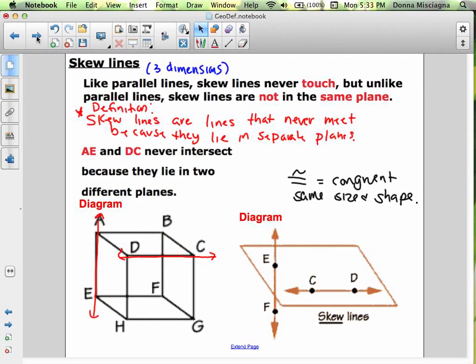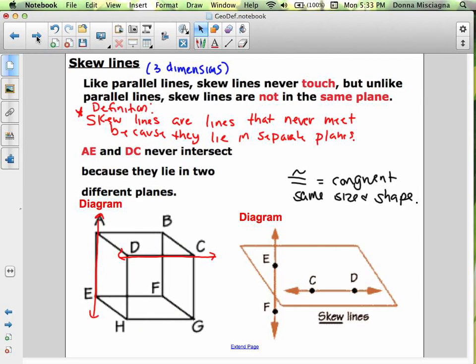The last kind of lines we have are skew lines. Those are in 3 dimensions. So like parallel lines, skew lines never touch. But unlike parallel lines, skew lines are not in the same plane. So for your definition, write in skew lines are lines that never meet because they lie in separate planes.